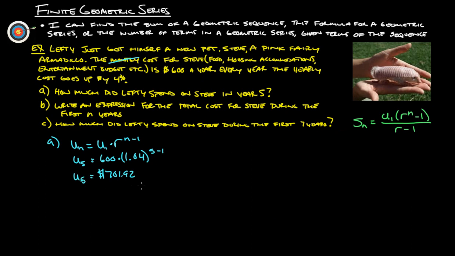So year 5, $701.92. So that's how much she spent. Let's see, part B. Write an expression for the total cost for Steve during the first n years. So that's where we're going to use this, right?